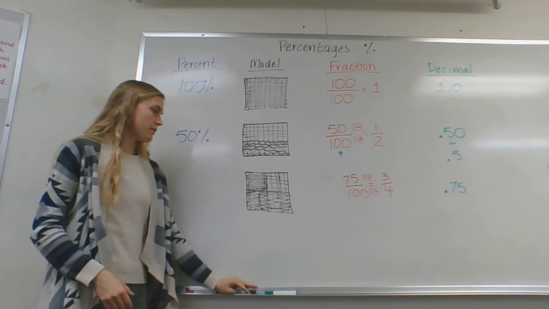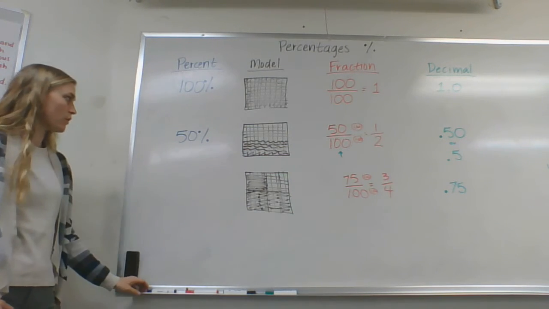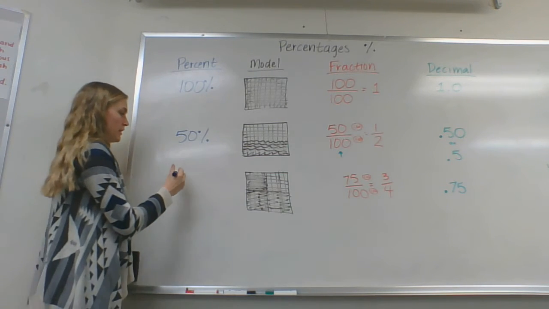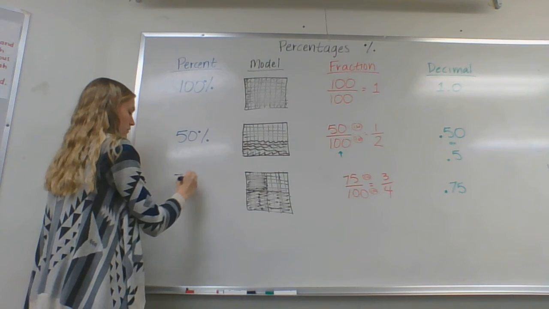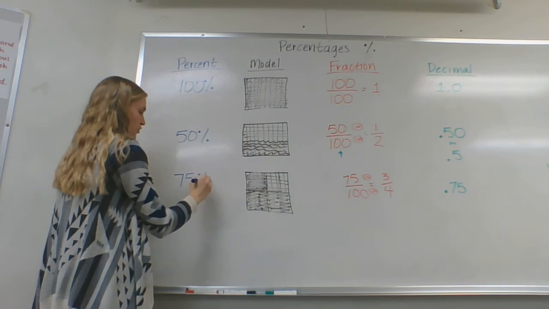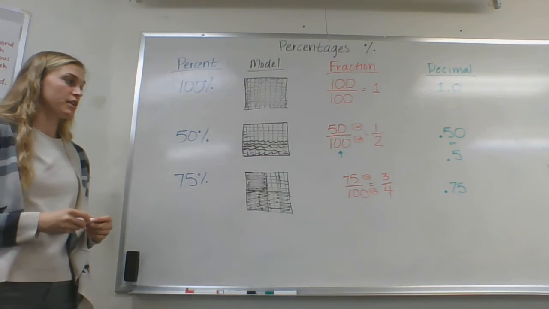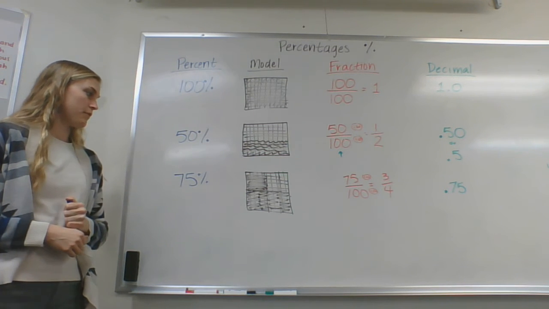All right, so if we have 75 hundredths as our fraction, what would our percentage be? Percentages are always out of 100, so it would be 75%, just the numerator. If our fraction has a denominator of 100, the percentage is just the numerator. So it's 75%.